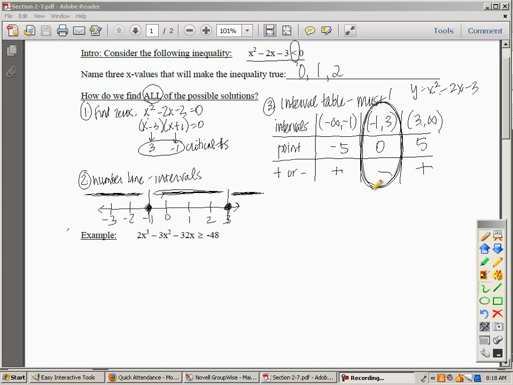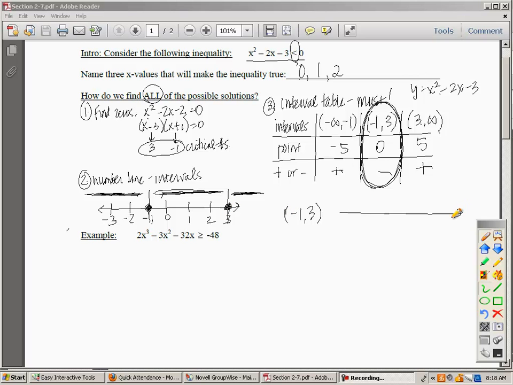And what I want to know is, should it equal 0 or should it just be less than? In this case, it says less than, so I don't want it equal to, which means that my solutions happen from negative 1 to 3, not including the endpoints, because the endpoints would actually equal 0.